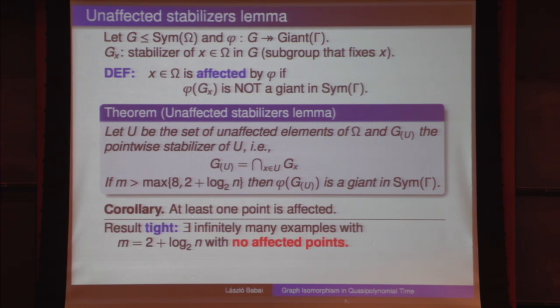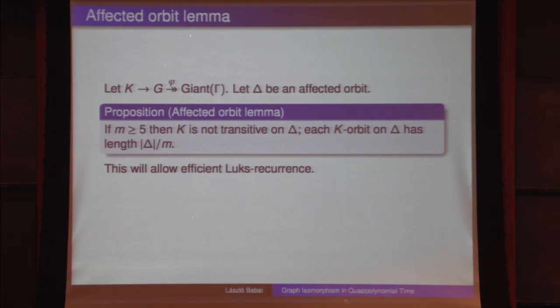Now, this lemma has this corollary, and I also mentioned this. There's a companion result to this lemma, which I call the affected orbit lemma. So already I have to explain the name. I defined what it means for a point to be affected or not affected, but this is something that is an invariant of the orbit. If two points are in the same orbit and one of them is affected, then the other is also affected because the stabilizers are conjugate subgroups.